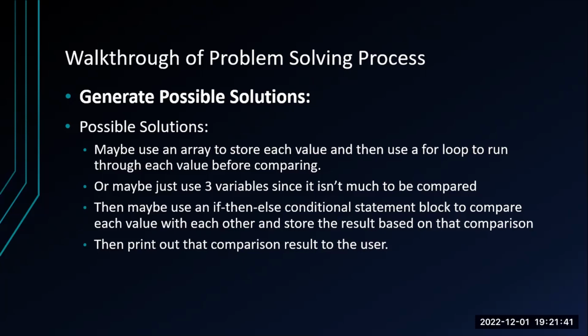So what could we possibly do to get to the solution? Well, we could try using an array to store each value and then use a for loop to run through each value before comparing. Or we could just use the three variables since, well, it's just three numbers. So here you also look and see which is the most practical and what's the most efficient method. So it wouldn't really make sense using an array if you're going to be just doing less than 5 numbers.